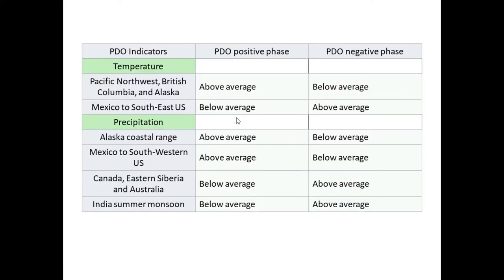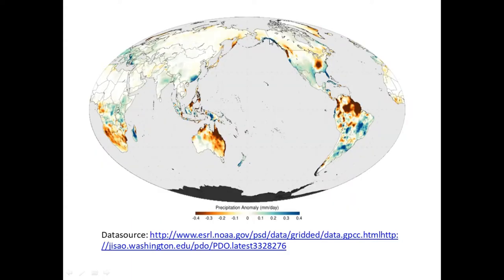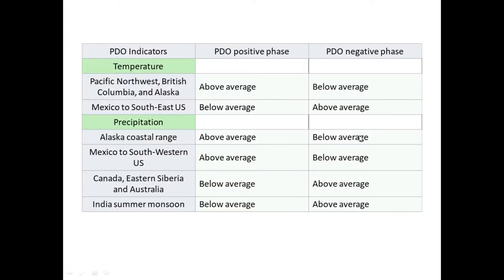So here's a summation. PDO indicators, temperature, precipitation, positive and negative. So Pacific Northwest, BC, Alaska: temperature is above average, and below average in the negative phase. Mexico, Southeast U.S., below average, above average. Precipitation, Alaska Coast Range, above average. That's that blue, right? So it's above average, and below average in the negative phase. Mexico, southwestern U.S., above average, and then it flips.